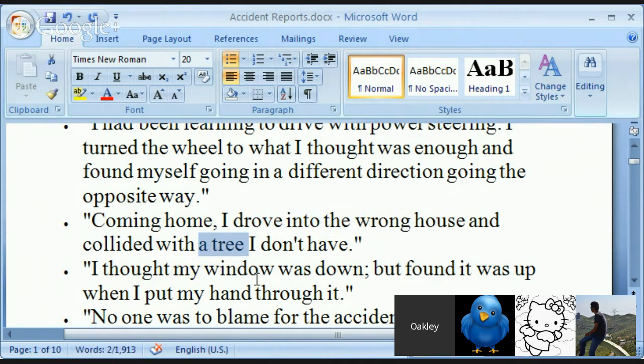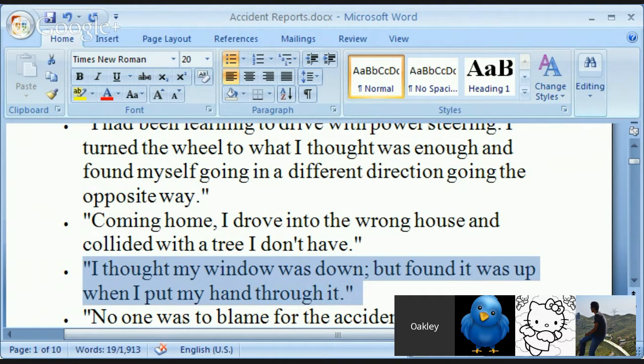Imagine if we had to say that all the time. I walk down the street I don't own. To the mall I don't own. I don't know. It's crazy. Okay, Heidi, how about this next one? I thought my window was down, but found it was up when I put my hand through it.